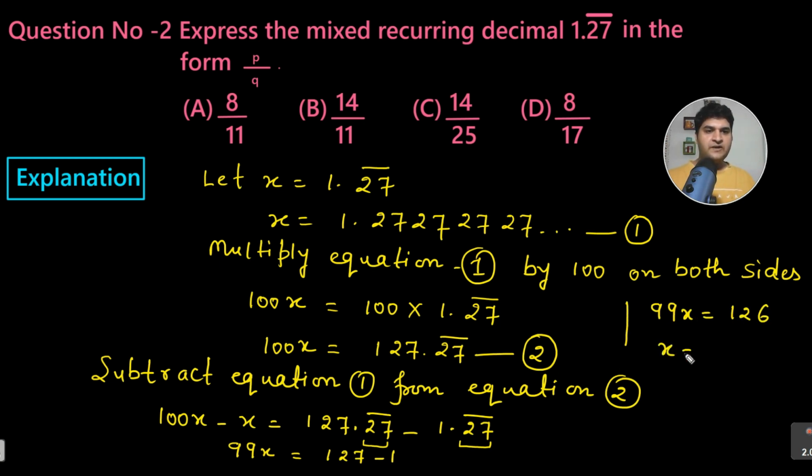Now to get the value of x, you simply transpose 99, so x is 126 over 99. These numbers are divisible by 3, so you can cancel: this will be 42 and this will be 33. Further, the numbers are divisible by 3 again, giving 14 over 11. So 14 over 11 is your correct answer in the form of P by Q. You can match it: option B is the correct answer for this problem.